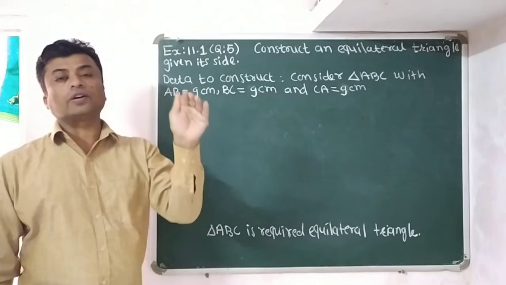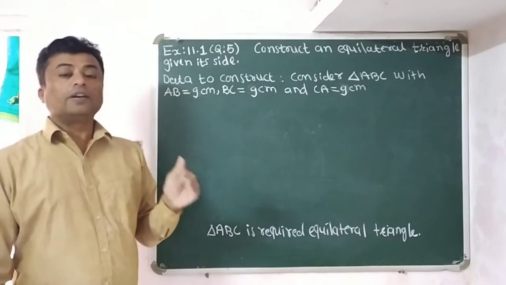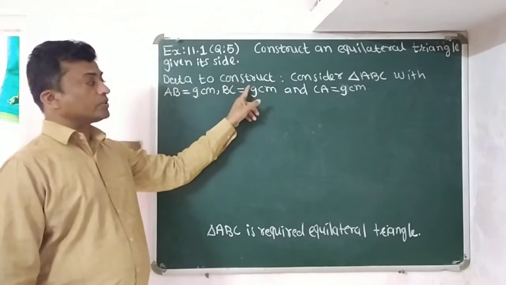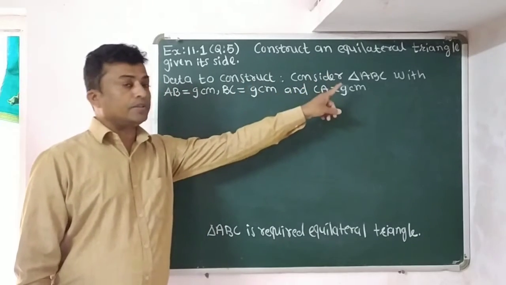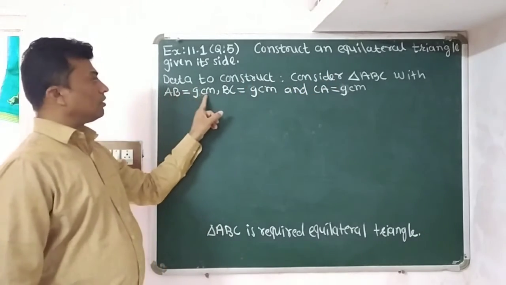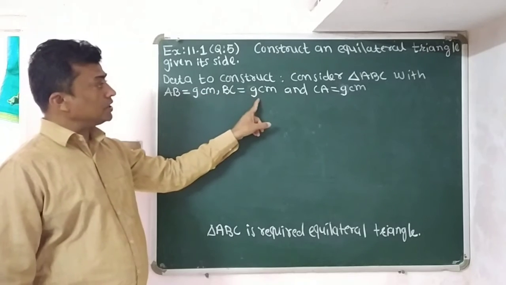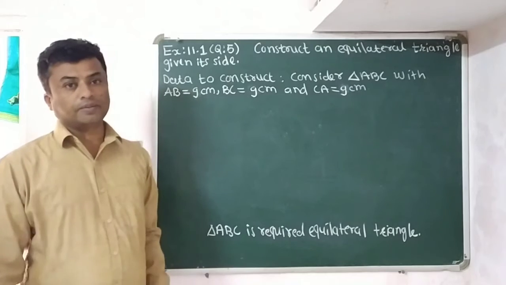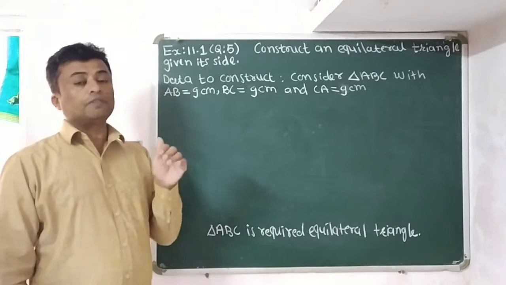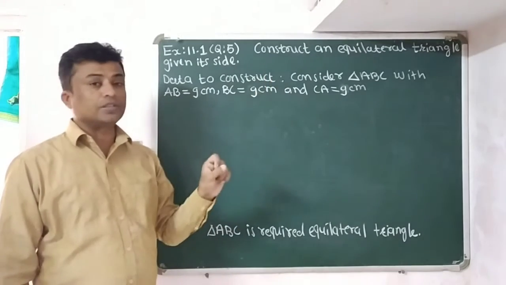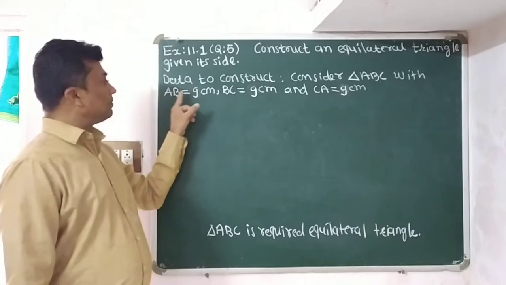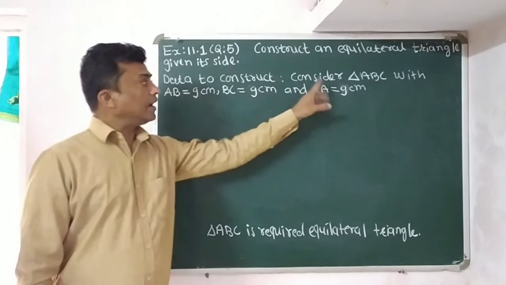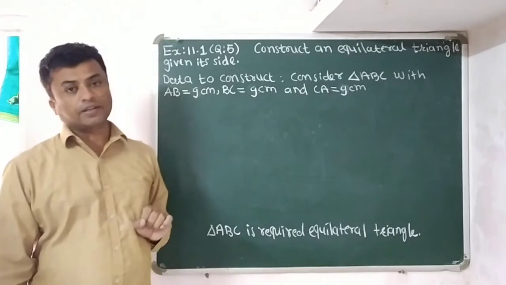Here we have to construct an equilateral triangle. Now we can write the data to construct. Consider triangle ABC with AB equal to 9 centimeter, BC equal to 9 centimeter and CA equal to 9 centimeter.